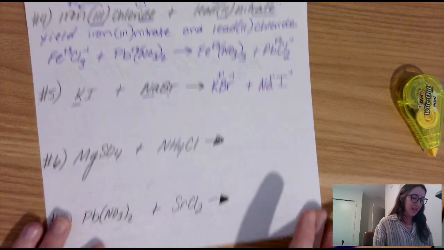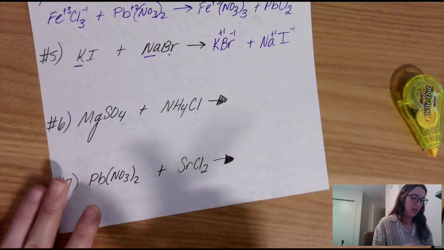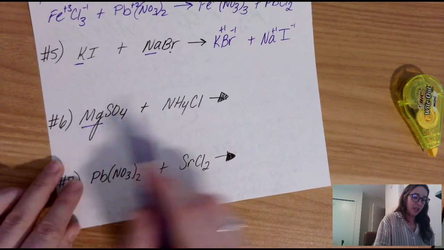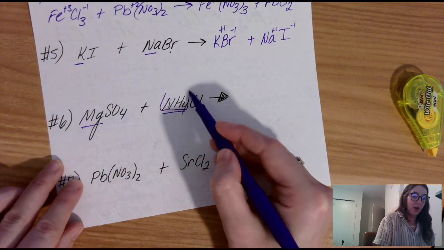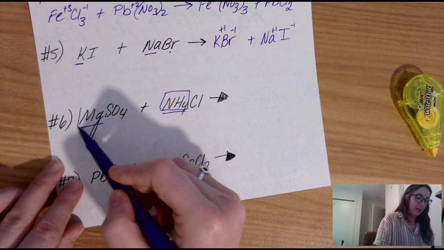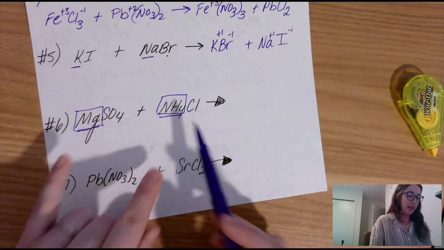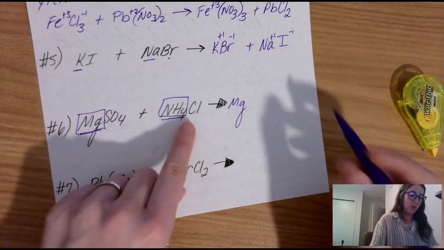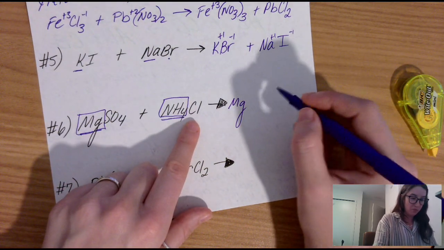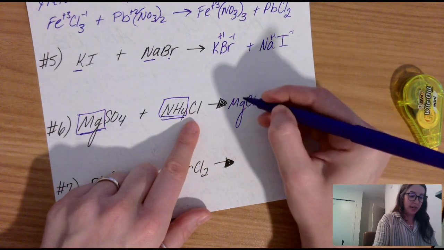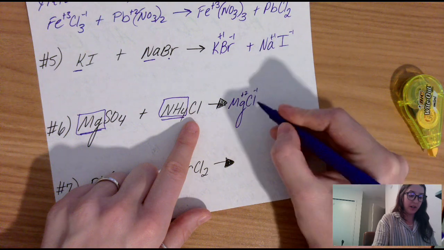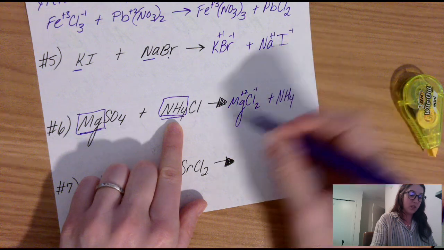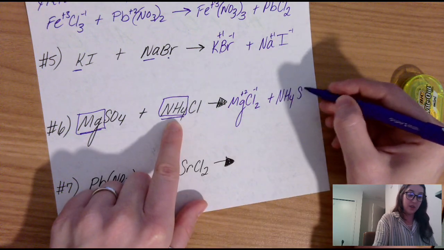There you go. All right, number 6. We have MgSO4 and NH4Cl. So again, Mg and NH4. NH4 is a polyatomic. It needs to stay together. And Mg is just an element, stays together like that, and swap their partners. Mg was with SO4. Now it's going to be with Cl, right? So MgCl, balance your charges. That's a +2, -1, so MgCl2. And then NH4 was with Cl. Now it's going to be with SO4.